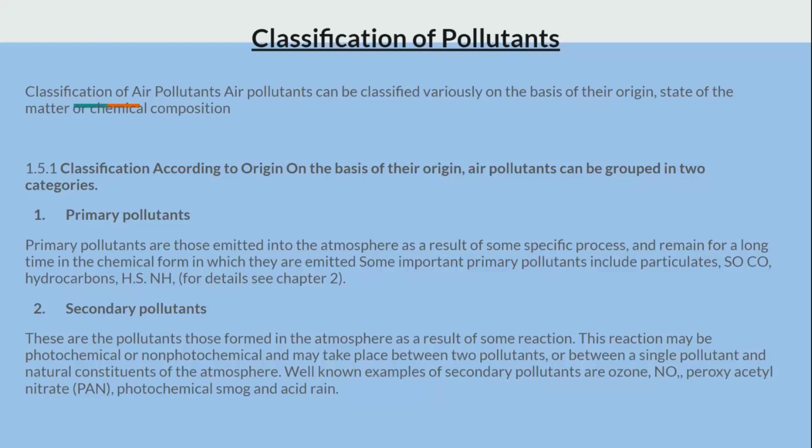Primary pollutants are those materials which are directly emitted into the atmosphere, and the lifespan of these pollutants is very large. It means that for a long time they survive in the atmosphere in their chemical form.